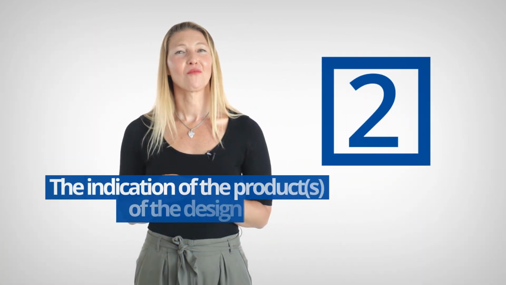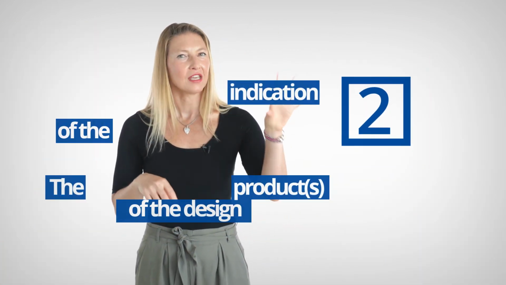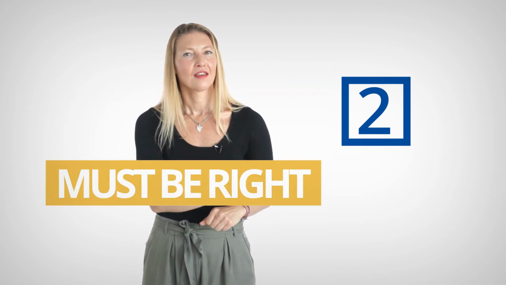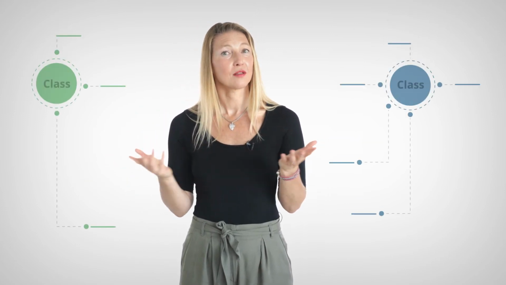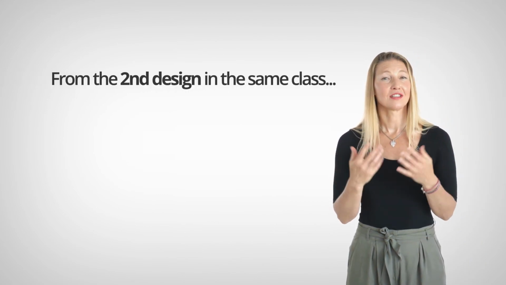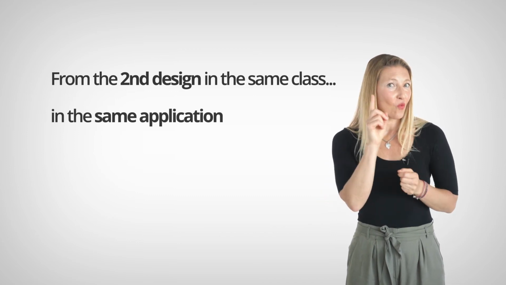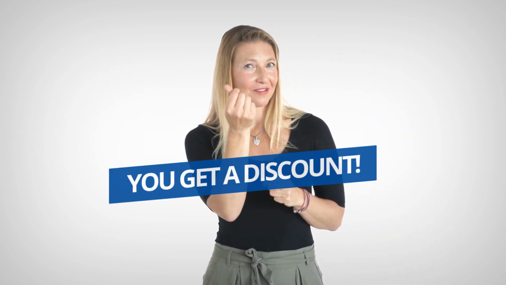The second most common mistake is when people mix up the indication of products for which the design is intended. The products are grouped into classes, for example, to make it possible to search designs. And you will be required to indicate the product that corresponds to your design. If you apply for various designs and the products are in the same class, for example furniture, you can file them together in one application, which is cheaper.